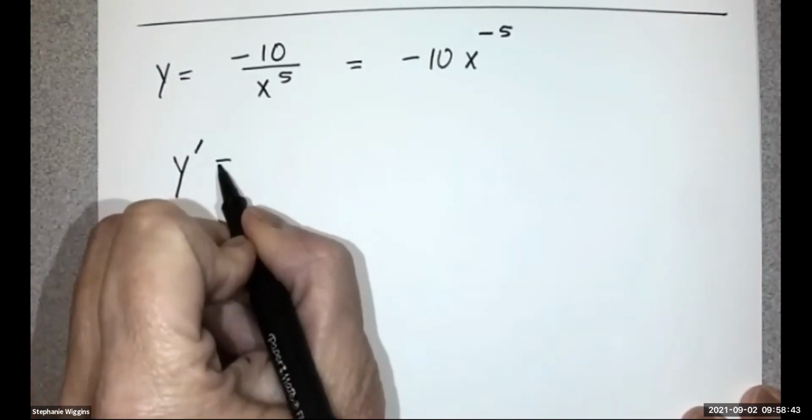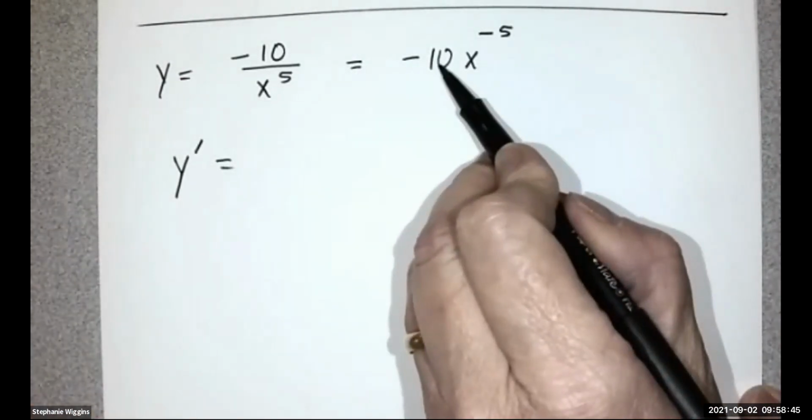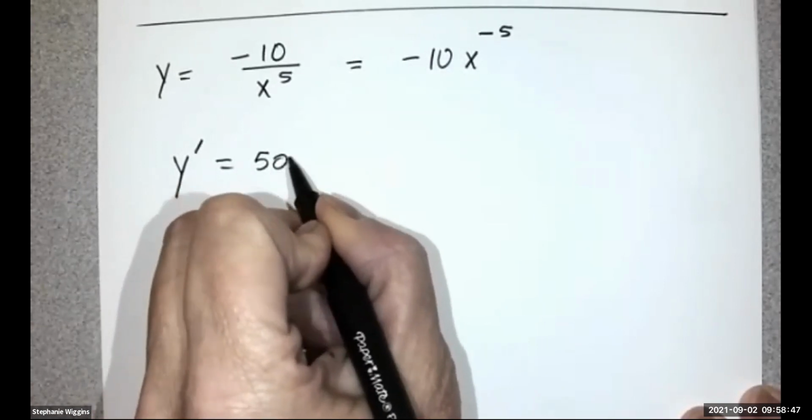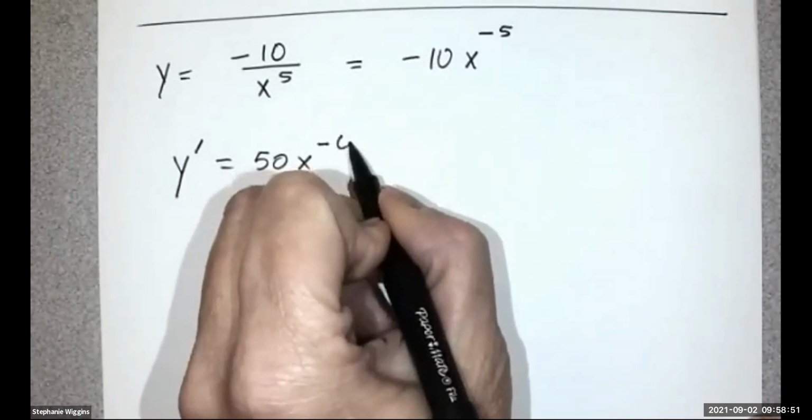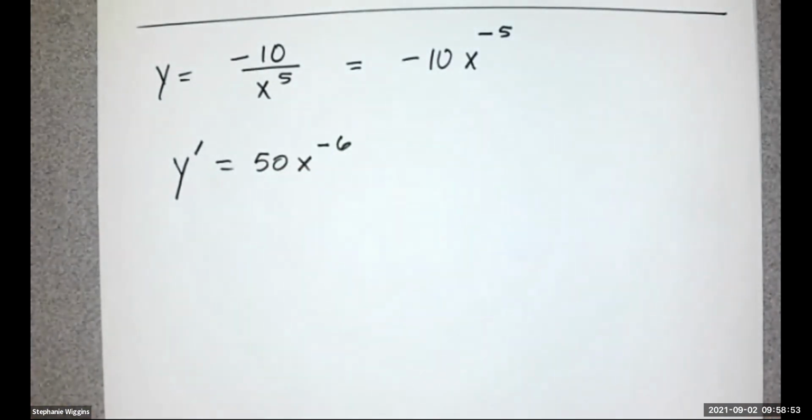So y prime equals negative 5 times negative 10, that's going to be 50. And then I subtract 1 from the negative 5 and I get negative 6. So it's 50 times x to the negative 6.